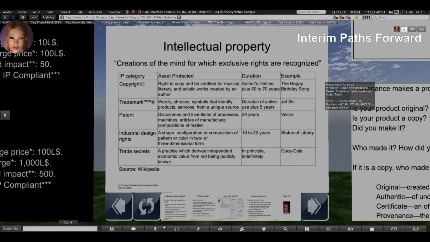So songs can be copyrighted and pictures can be copyrighted. A trademark, we talked about Coca-Cola is a trademark. A trademark is a special protection of a word or a symbol. Jet ski is an example here. A patent is a process for creating something.